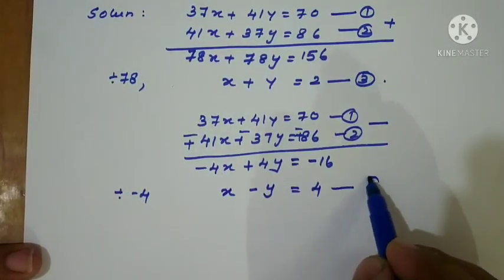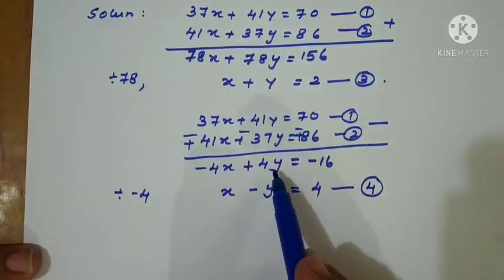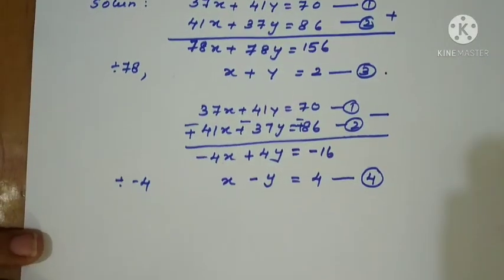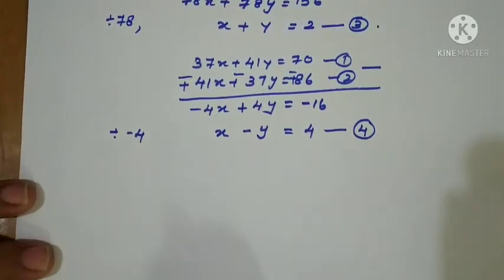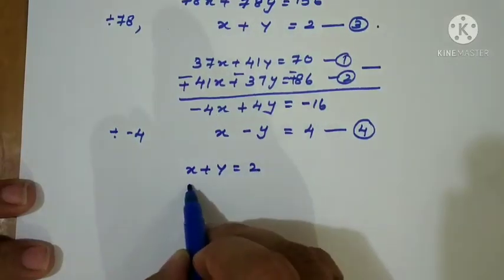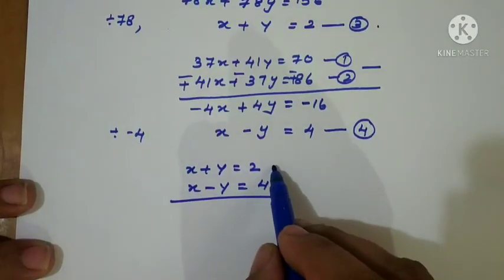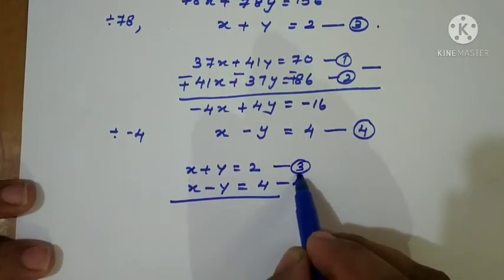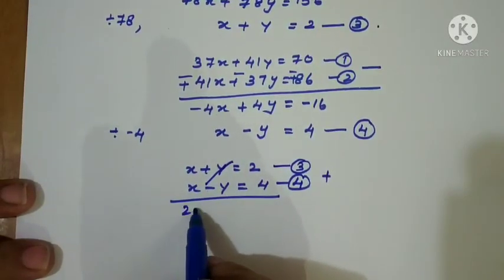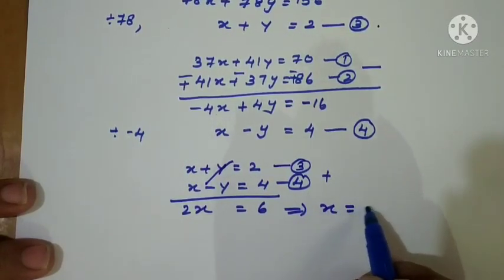Now we got equation number 4. So equation number 3, by addition we got x plus y equal to 2. Then cancel the common terms here also. By subtraction we got x minus y equal to 4. So once again I will take down the third equation and the fourth equation. x plus y equal to 2. x minus y equal to 4. Now take equation 3 and equation 4. Just add. So what will happen? Plus y and minus y will get cancelled. Next 2x equal to 6. So what is x? x equal to 3.